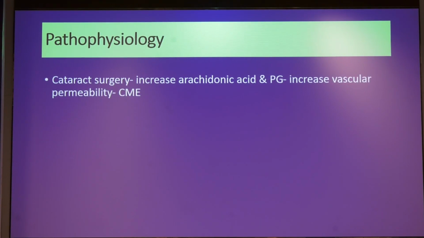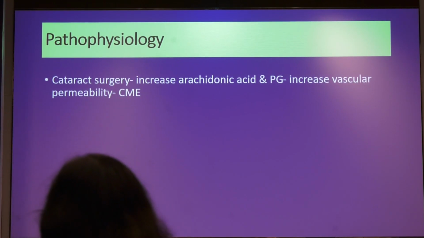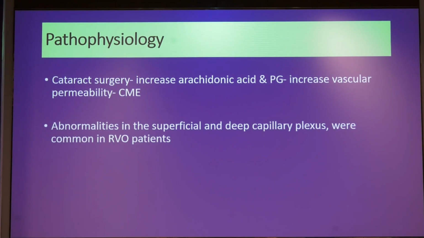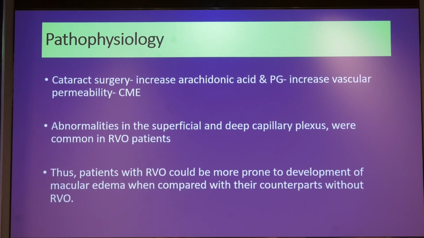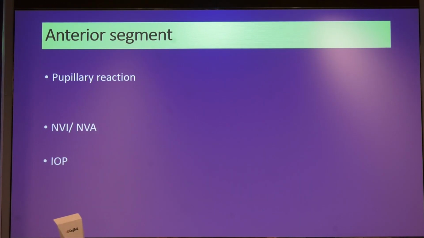As we all know, cataract surgery increases the arachidonic acid and prostaglandin pathway, thus increasing vascular permeability, leading to cystoid macular edema. Abnormalities in the superficial and the deep capillary plexus were common in RVO patients. Thus, patients with RVO would be more prone to the development of macular edema when compared with their counterparts without RVOs. So in the anterior segment, what should you look into?